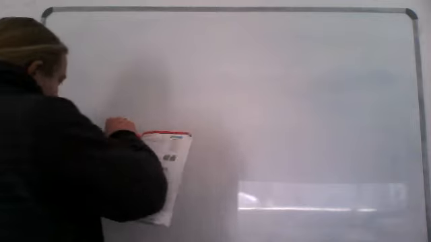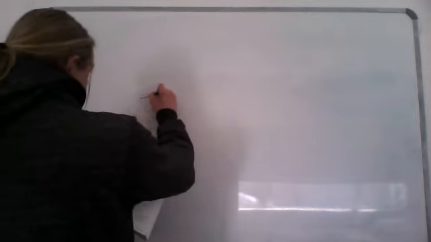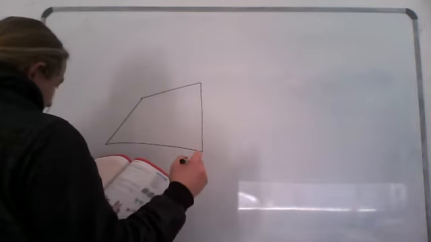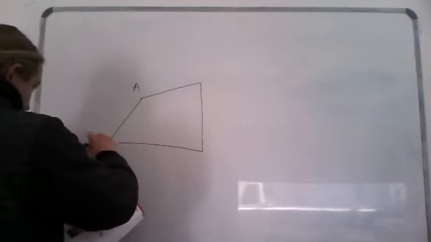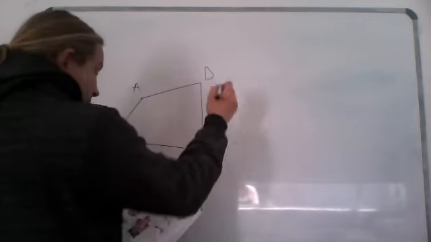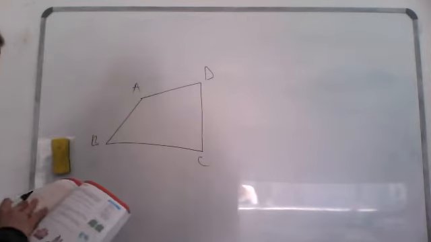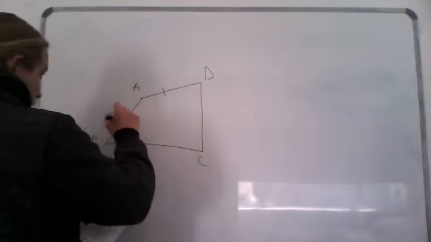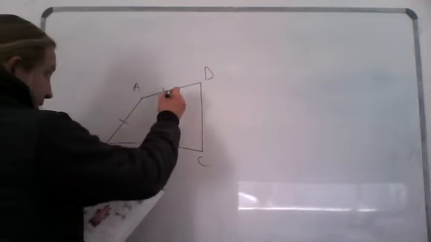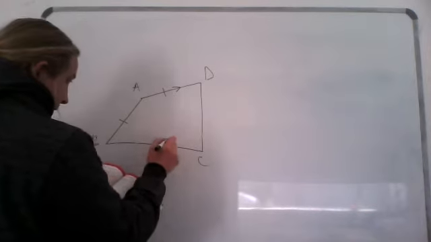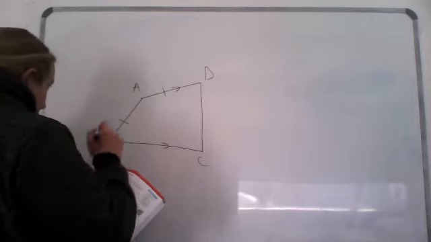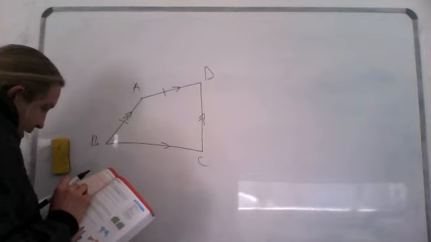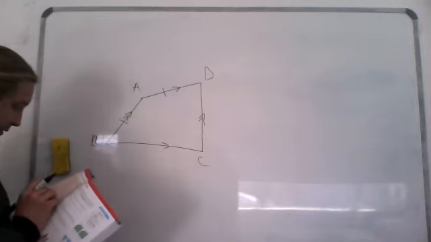All right, so the first shape that we have looks like this. A, B, C, D. Can you see that? Yes. All right, cool. So the information that they give us is that this side is equal to that side, and this side is parallel to that side. Okay, this side is parallel to this side. So that's what we have.